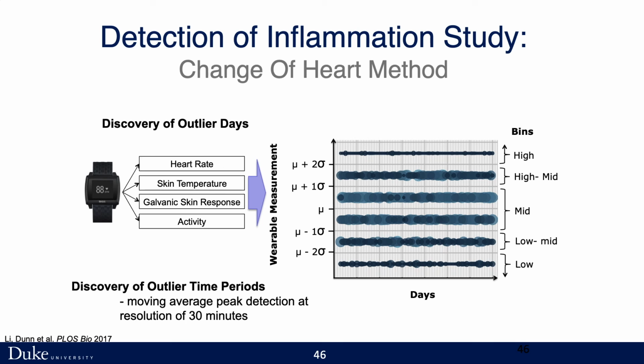And so essentially what we could do is, because each of these sensors were taking one measurement per second over the course of the day, so that's 86,400 measurements per sensor per day, we could take every one of those measurements and compare it to some sort of a mean.